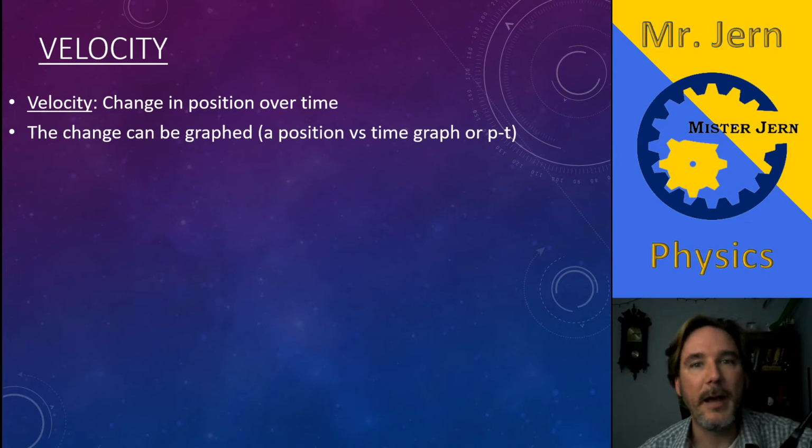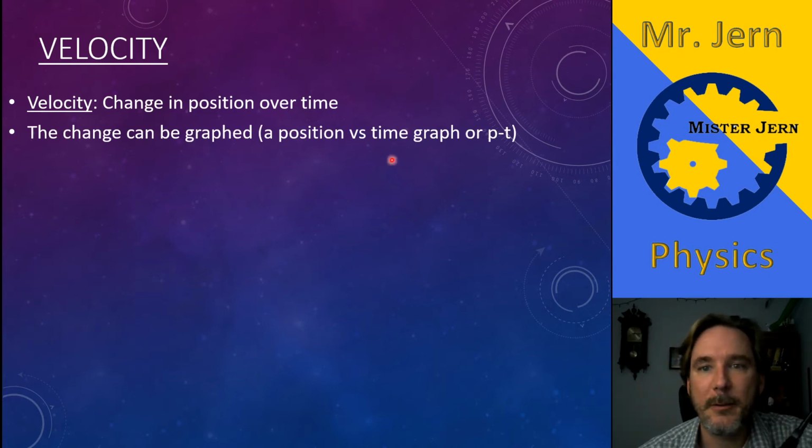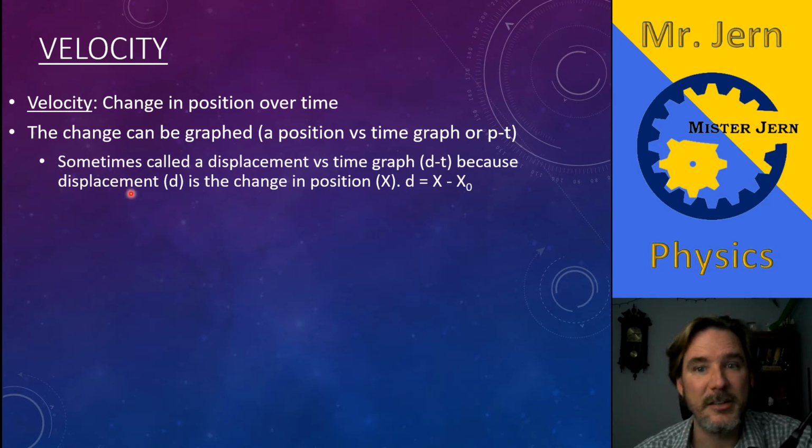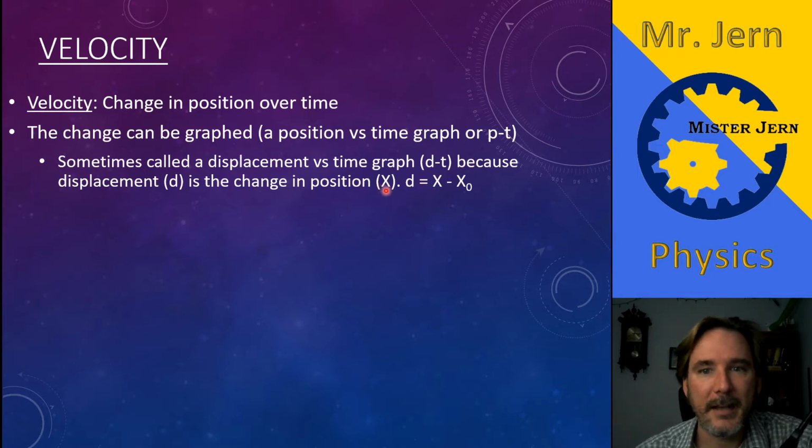This change can be graphed. This is what we call a position versus time graph, or a PT graph. Sometimes you'll see it referred to as a displacement versus time graph, or a DT graph, because displacement is just that change in position, okay? Your position is X, X marks the spot type of thing. And so your displacement is just your X where you are, your X where you were. That's what that little zero means, your initial or not position. And you just subtract where you were from where you are, and that's your displacement. So sometimes you'll see this called displacement time graph, DT graph. It's the same exact thing.